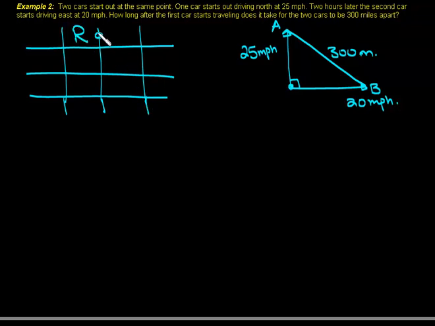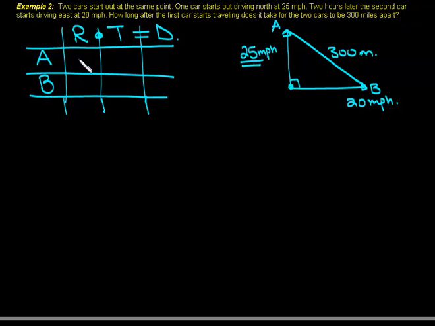Rate times the time is equal to the distance. That's a formula we used in section 2.2, so we're going to use the same one. Car A, car B. Do we know how fast car A was traveling? Yes, we know it's traveling at 25 miles per hour.